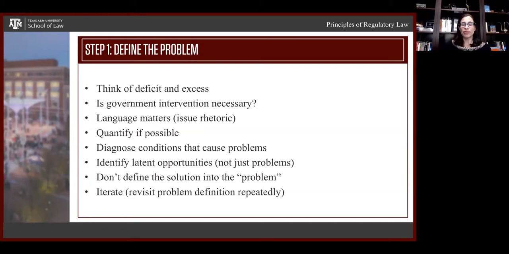So in defining the problem, you want to think about issues of deficit and excess, whether government intervention is necessary, what rhetoric would be most persuasive. If it's possible to quantify the problem, you would want to do so. Diagnosing the conditions that cause the problem is useful, and so is identifying latent opportunities, not just problems. You don't want to define the solution as the problem, or use the solution to define the problem. And then you want to iterate, which means repeat this process and revisit the problem definition several times as you go through the policy analysis.